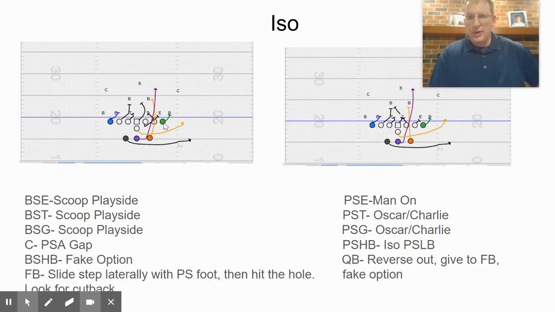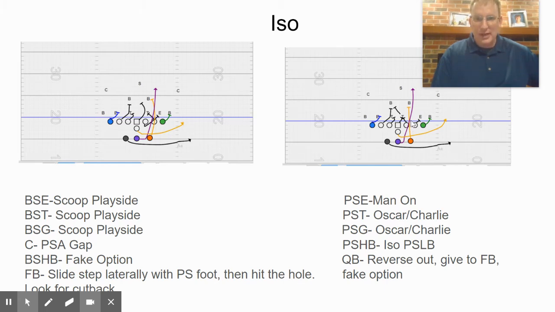Now here's what makes the play adaptable, and here's what makes it work. Between the guard and tackle, we have an Oscar or Charlie call, depending on the front that we get. So what they're looking for, the guard and the tackle are looking for the B gap. Is the B gap open or closed? If it's open, like you see here on the right, the B gap is open.